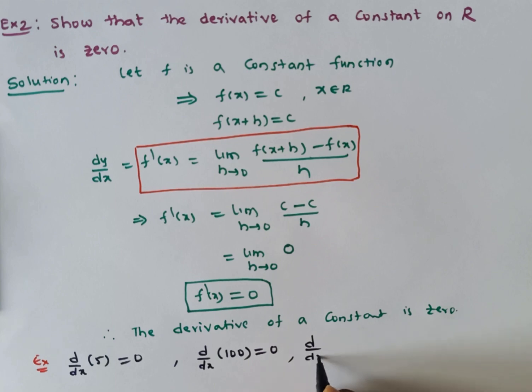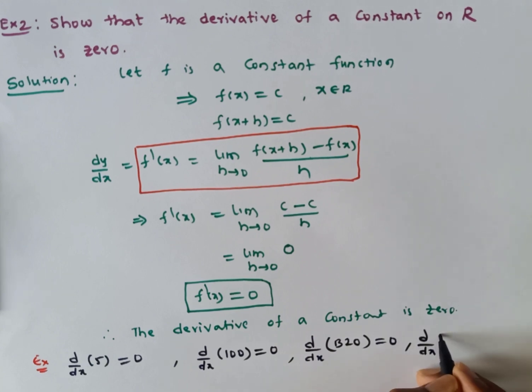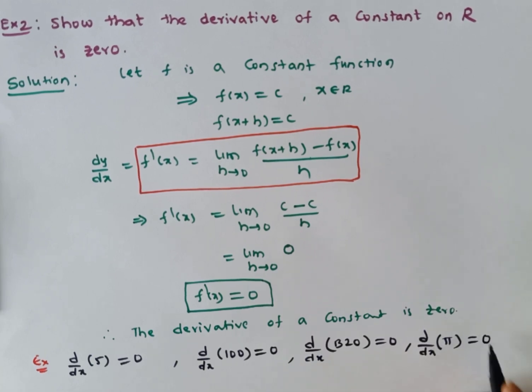Or d by dx of your ID number, so and so, it is a constant, therefore it is 0. And d by dx of, let it be pi, you know pi is an irrational number, so this is also 0. Or the derivative d by dx of e, an irrational number or exponential number, this is also 0. So here we can conclude that the derivative of any constant is 0.